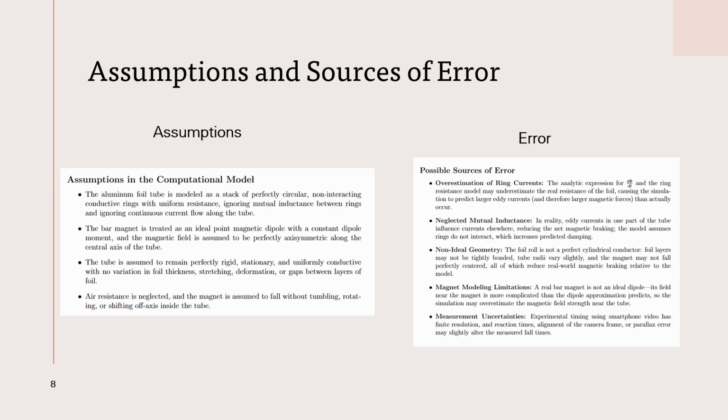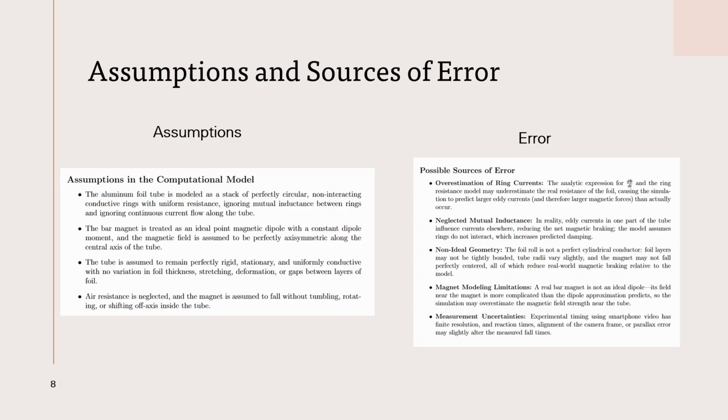There are several assumptions and sources of error that could explain the 2 seconds of difference in fall time between our experimental model and our GlowScript model. These include the fact that in the GlowScript model, the bar magnet is treated as an ideal point magnet with a constant dipole moment. Additionally, the tube itself is assumed to remain perfectly rigid and stationary, and is also assumed to be uniformly conductive, with no variation in foil thickness.